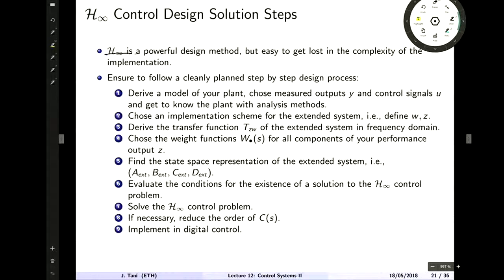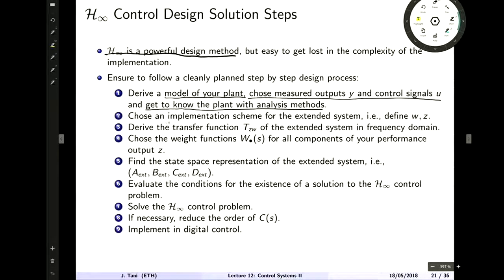So remember it, okay? What are you doing? We just repeat the steps. First, you get the model of your plant. You choose the measured outputs and control signals U. And very important, understand the plant with analysis methods. We will do that in the example that I will just do now. Very important, is it stable? Is it not stable? What are the difficulties? Is it delayed? Is it not delayed? What are there nonlinearities? What is happening?